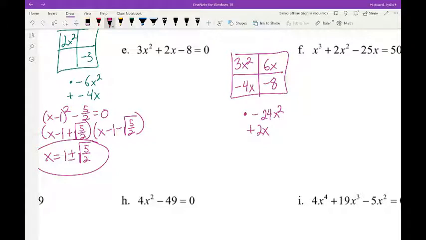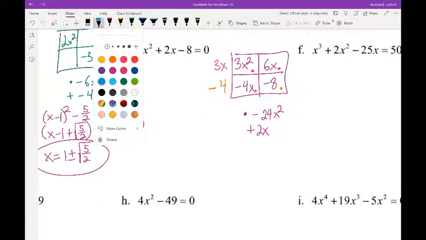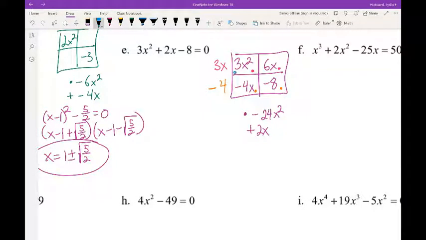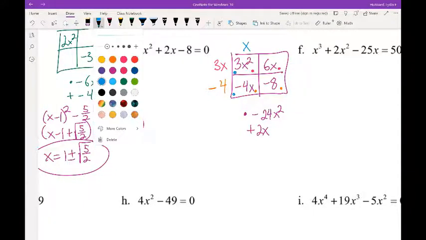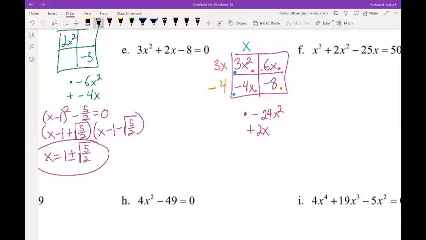but add to 2x. So out of the first two, we can take out a 3 as well as an x. Out of the bottom two, since that x term in that bottom is negative, we're going to be pulling out a negative 4. Out of the left two numbers, we can only take out an x, because that's all they have in common. And out of the right two numbers, both 6 and negative 8 are divisible by 2.